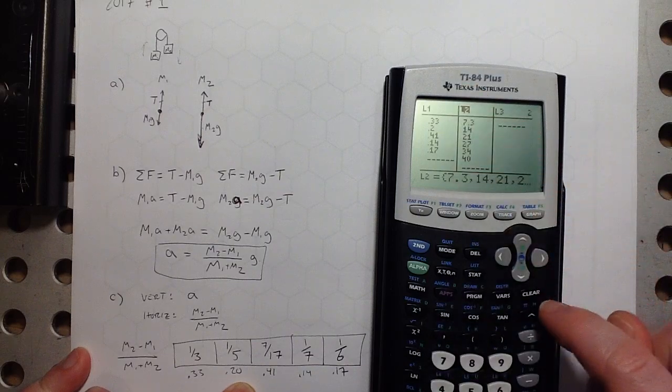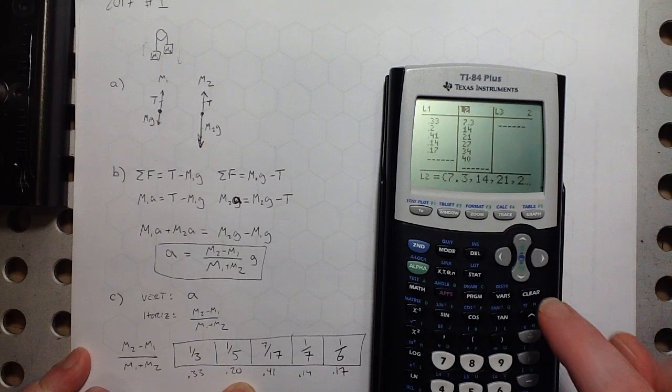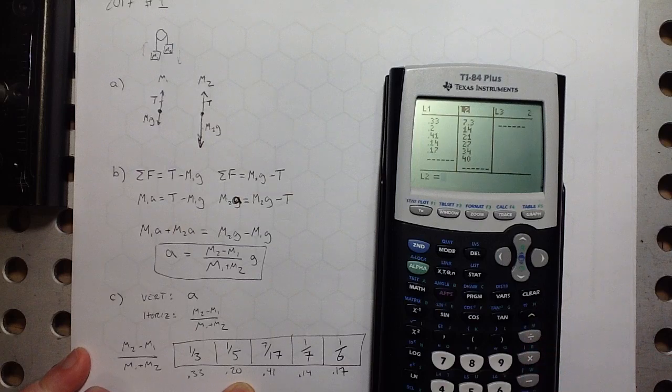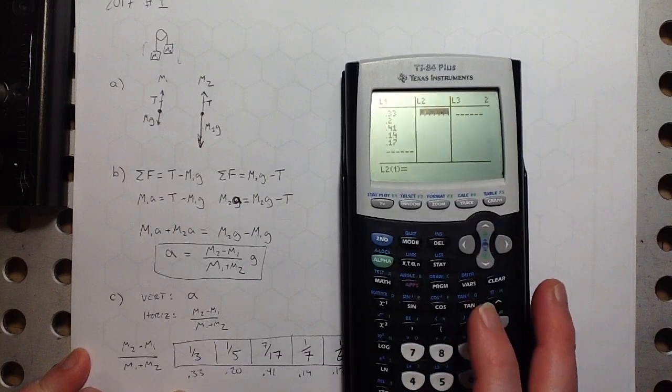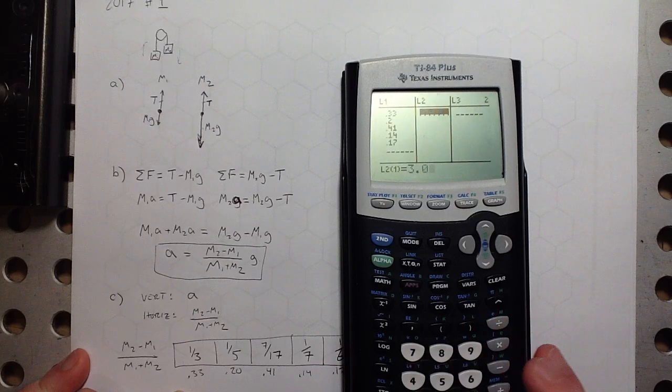The way to clear out a list, we hit clear, not delete. You don't want to delete the list. Clear and then enter. And here we have, what are my accelerations? 3.02, just reading them out of the table, 1.82, 4.21, 1.15, 1.71.